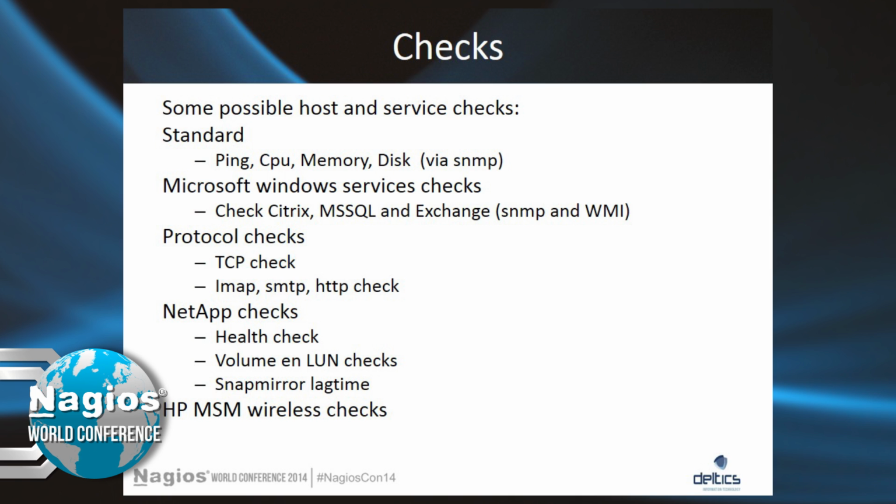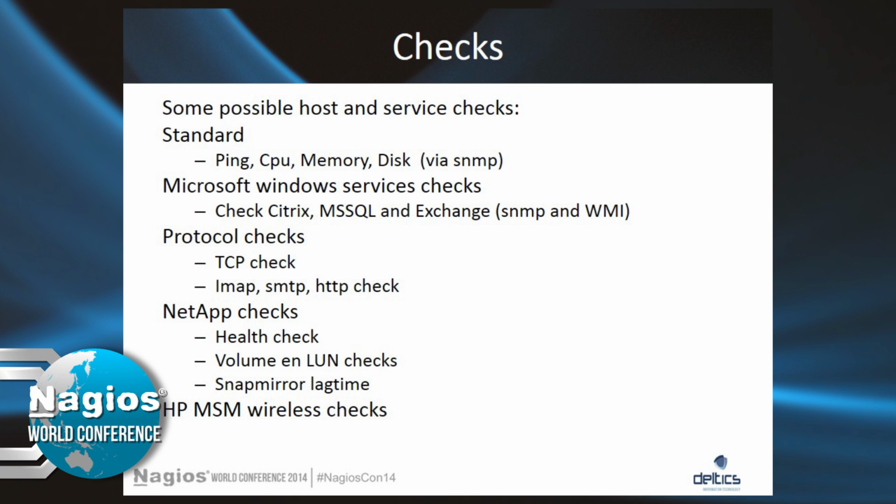So the standard checks: ping, CPU, memory, disk. The last 3 are of course only done by SNMP. We do some Microsoft checks for Citrix, MS SQL, Exchange, and it's done by either SNMP or WMI. Of course, we've got some protocol checks. The standard TCP checks: is the server still listening on this port? And some protocol checks like IMAP, SMTP, HTTP, whatever is needed. The process checks will be done as well on Microsoft servers using SNMP. So we wrote our own checks for that.